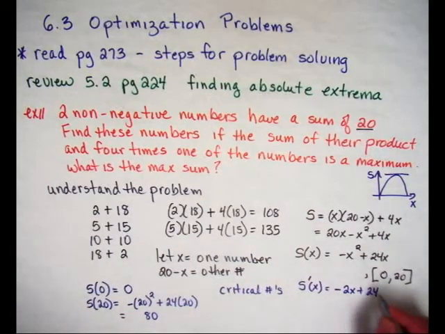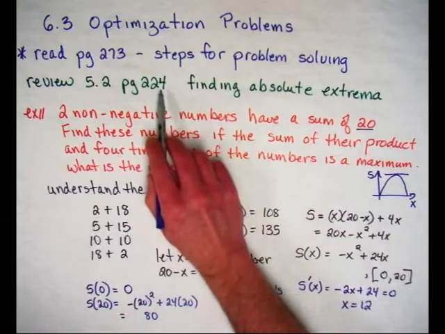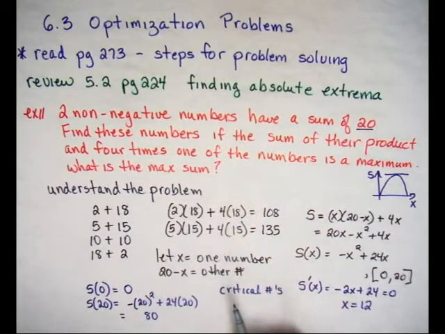And then we make the derivative equal to 0. This one ends up being a fairly simple equation to solve. We just move the 2x over and divide by 2. And it turns out that x is 12. Now, according to the theory we learned back in 5.2, the absolute extreme on a graph must occur either at a critical point or the endpoints. So let's test our critical point. Let's find the sum at 12.